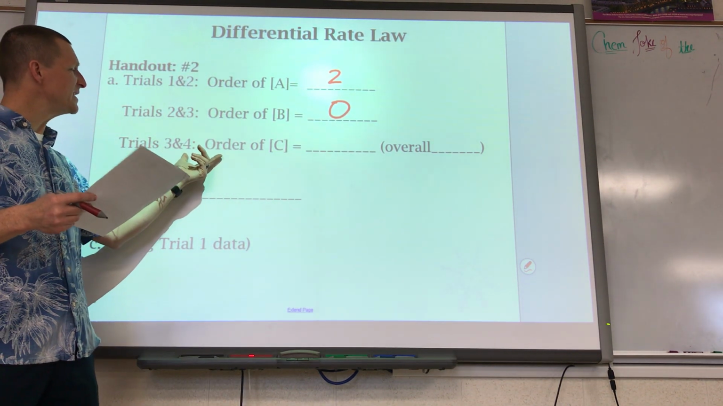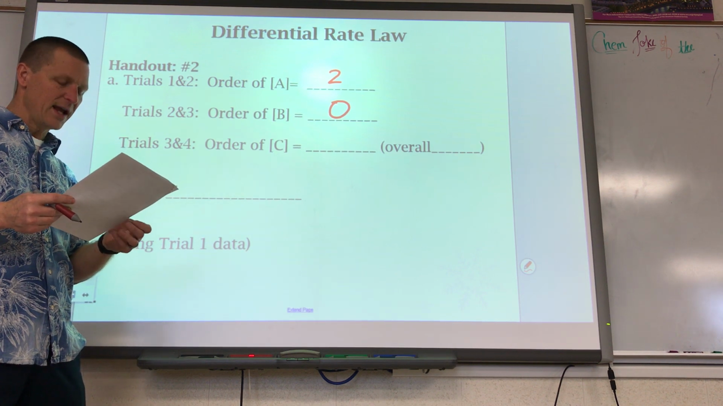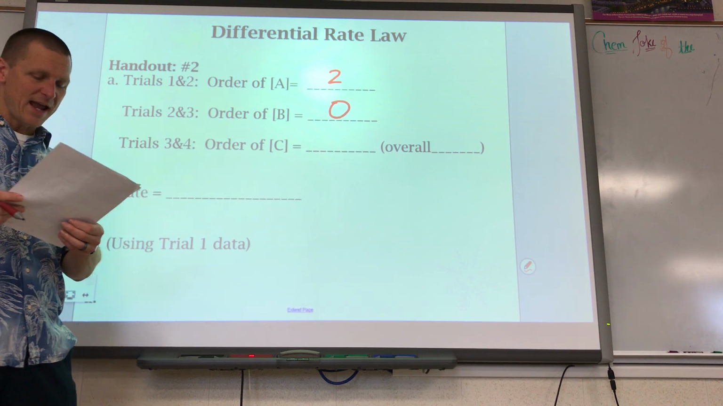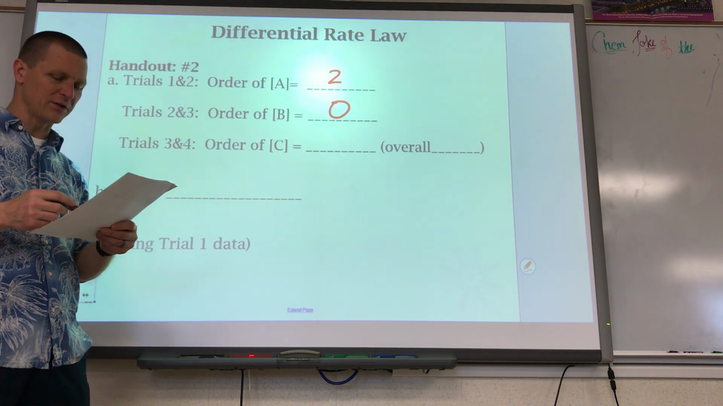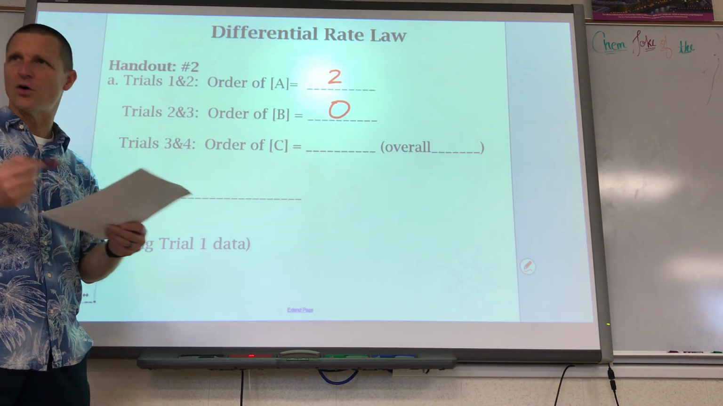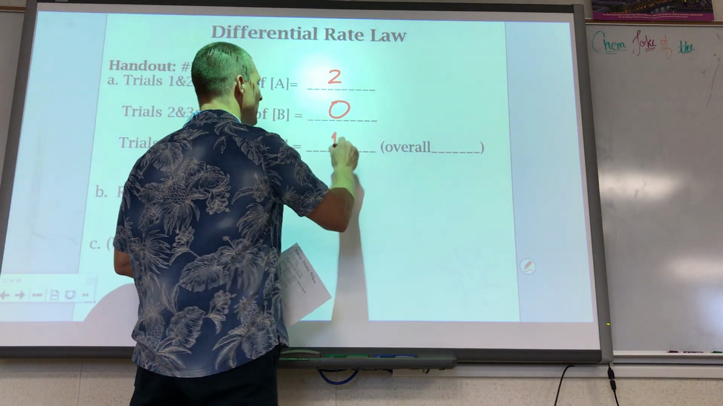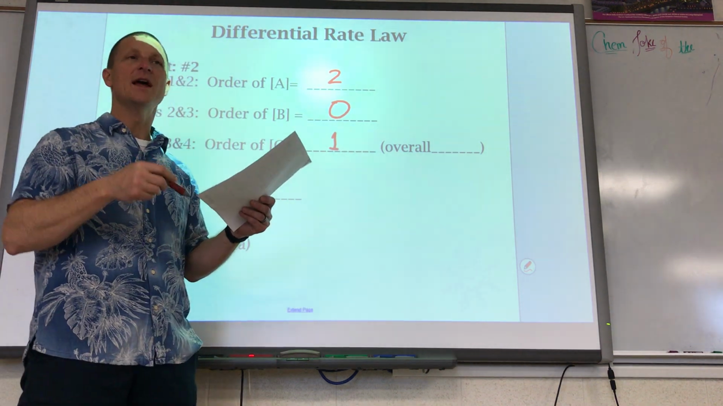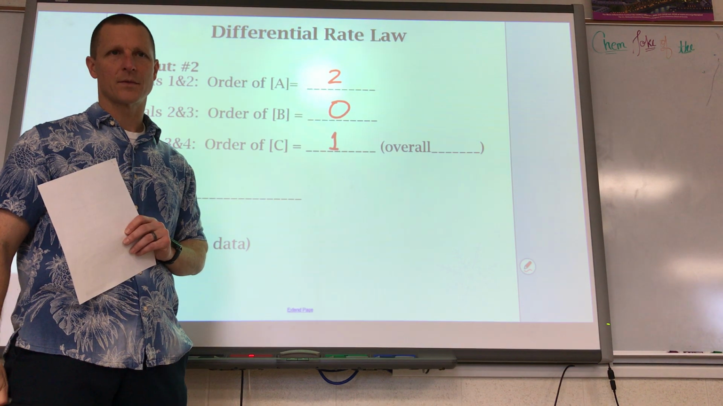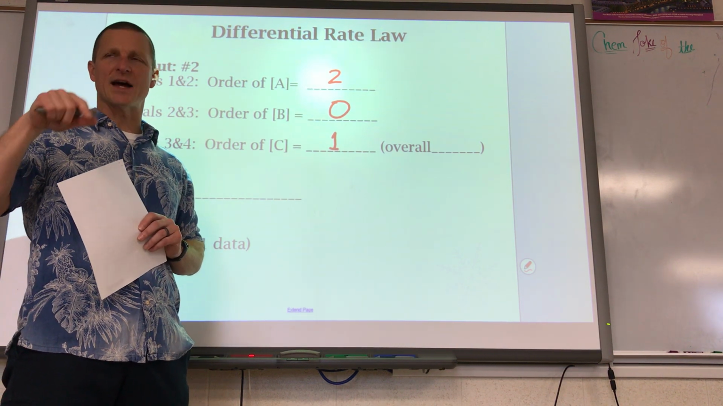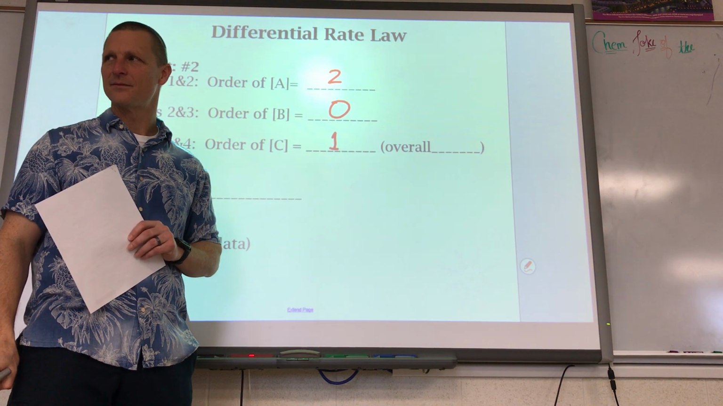For the order of C, we're going to see if we can tell from trials 3 and 4. A is held constant, B is held constant, and from trial 3 to trial 4, C goes up by a factor of 4. What's happening to the rate? It's going up by 4 as well. So what's the order on C? It's first order. Because the concentration of C goes up by 4, and that causes the rate to go up by 4. If whatever change you apply to the concentration, that same change happens to the rate, that's first order. You good?